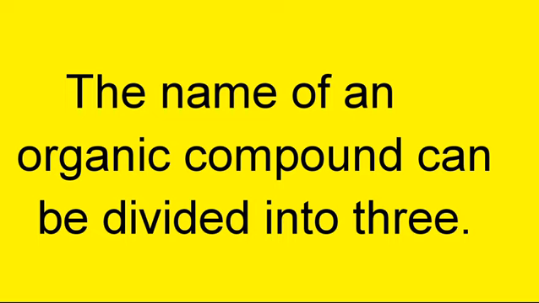The name of an organic compound can be divided into three. The first is the root, which is the longest continuous carbon-carbon chain. Then the next is the prefix or prefixes, which has to do with the substituents.